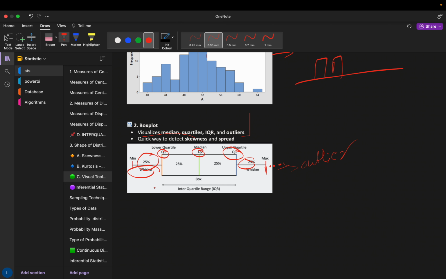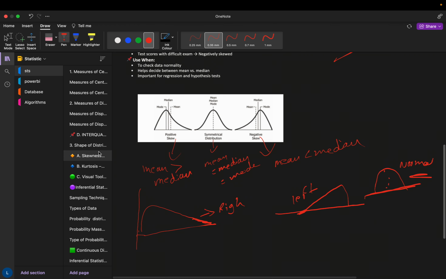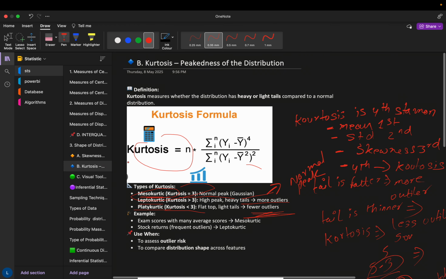Speaking about the box plot, it is normally used to show the distribution of our data. It represents values such as the minimum, maximum, first quartile, second quartile, and third quartile. And the value beyond this whisker is normally considered an outlier. All right. I hope you all understand the shape of a distribution, what skewness is, and what kurtosis is.